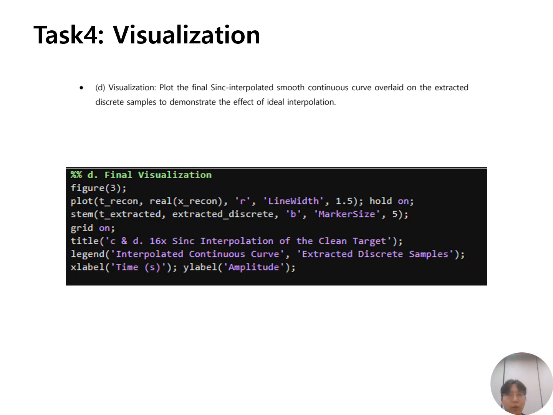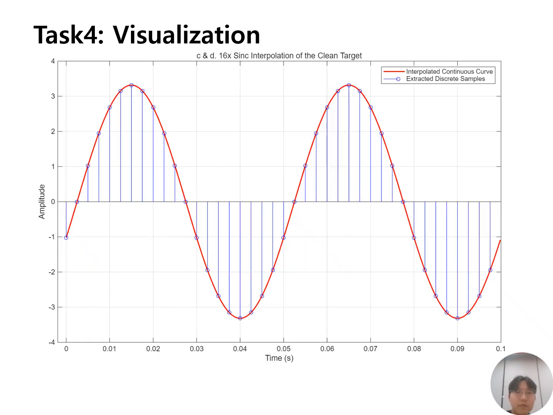Finally, task 4 is the visualization of our interpolation. As a result of the mathematical coding from task 3, I can show the following figure. The blue stems are the low-resolution discrete samples. The red line is our 16 times higher resolution sinc interpolated continuous curve.